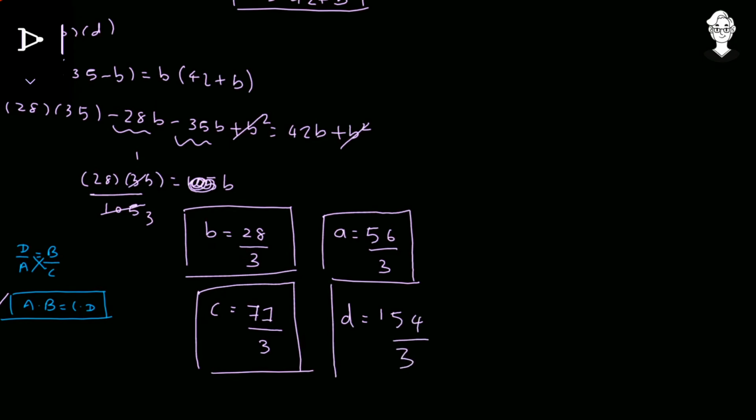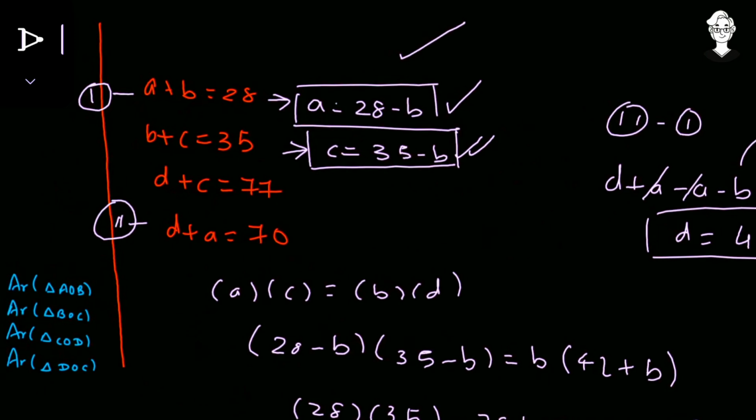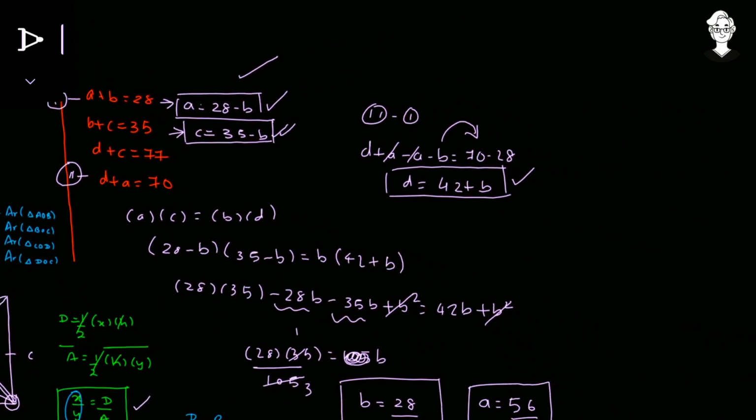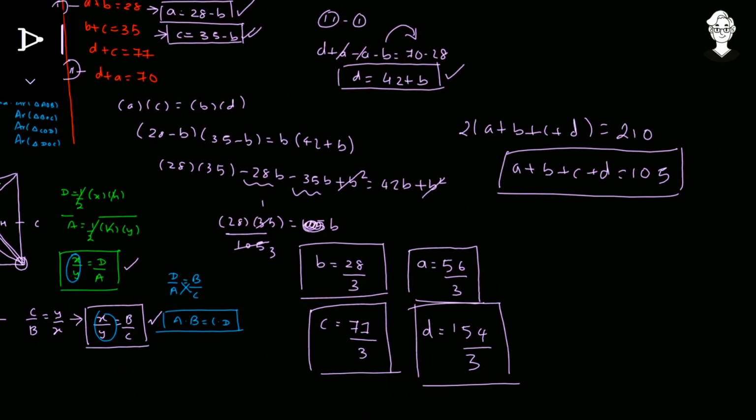So now let us recheck this answer. Now remember these four equations. If we just add all the four equations, we get that 2 times A plus B plus C plus D is equal to 210. So from here we have that A plus B plus C plus D is equal to 105. So now let us check whether these four values are giving me this or not.